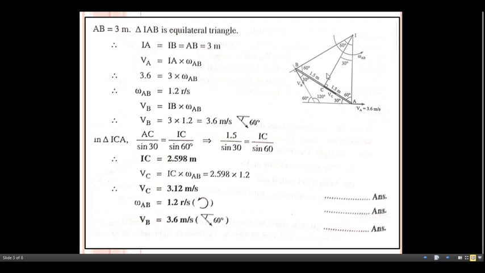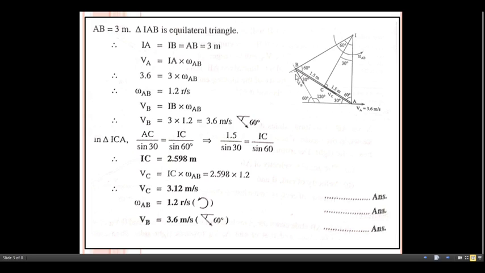So what about IA? IA, we can get this information as per the equilateral triangle with us. From that we can get the 3 meter. Okay, substitute the value for this I as 3 meter. So at this stage we can get the omega AB. This omega AB is nothing but the angular velocity of this rod AB. After doing the calculation, 3.6 divided by 3, we can get 1.2 radian per second.